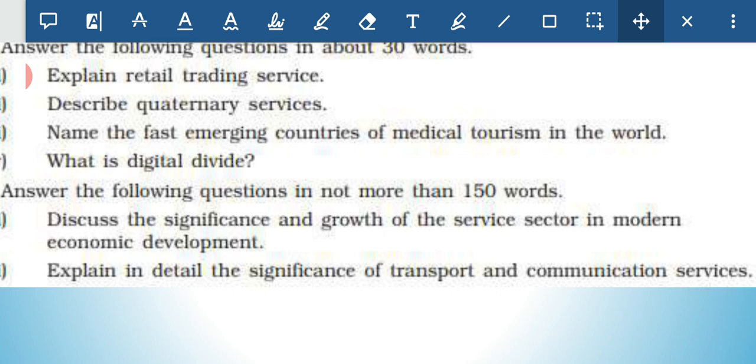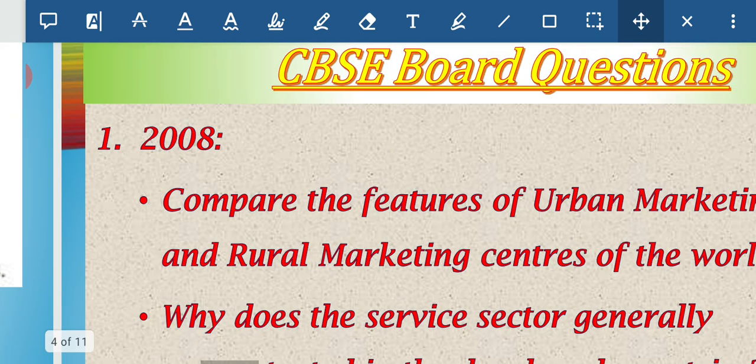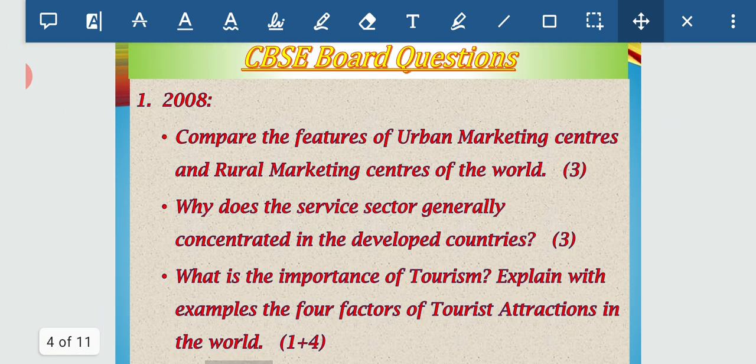Now, let us proceed to the board questions. The first board question is from 2008: compare the features of urban marketing centers and rural marketing centers. The features are already given to you, and I am just repeating them once again.